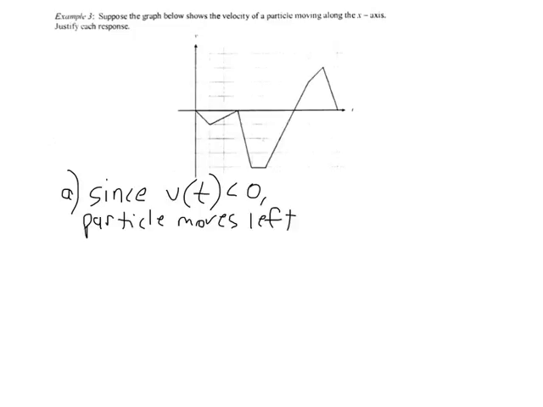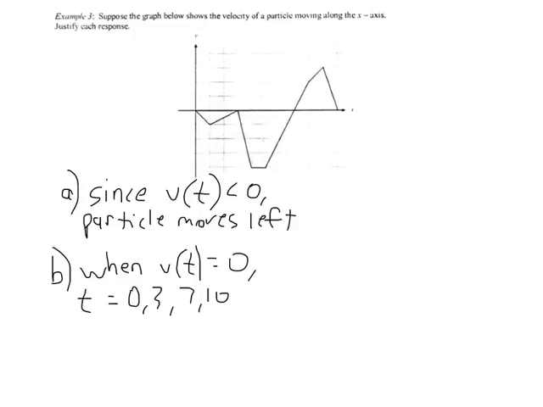Part B says, when does the particle stop? Well, things stop when their velocities are 0 or when their speeds are 0. And so we're going to be looking at the different places where it crosses the x-axis. And so there are 4 spots where that happens: 0, 3, 7, and 10.